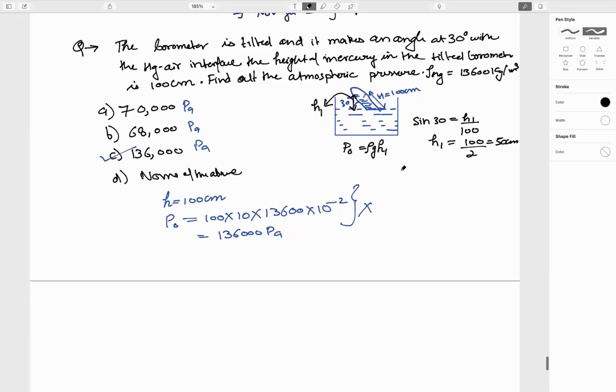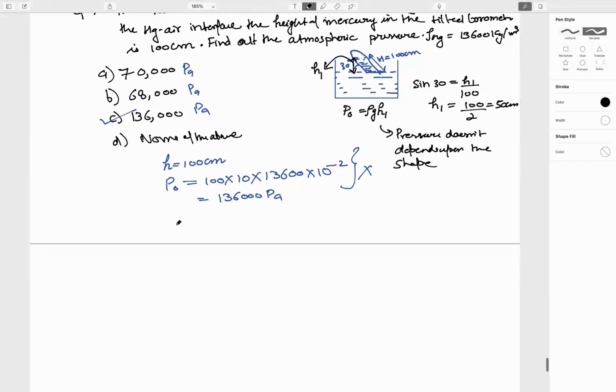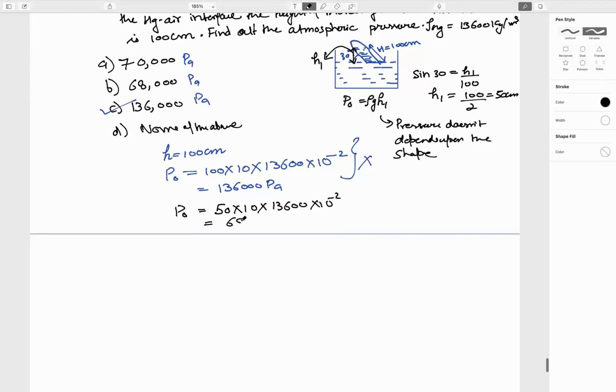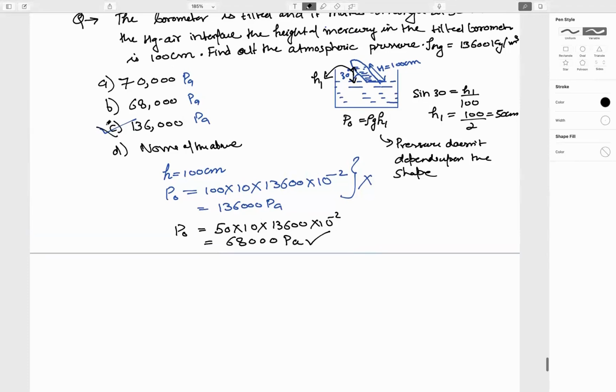So this is the correct height, because I told you that the pressure does not depend upon the shape, my dear. Okay, so the pressure here comes out to be 50 into 10 into 13600 into 10 to the minus 2. That's because of centimeter. That comes out to be 68000 Pascal. So that is the correct way of doing it, and this option is wrong. The correct option is this.